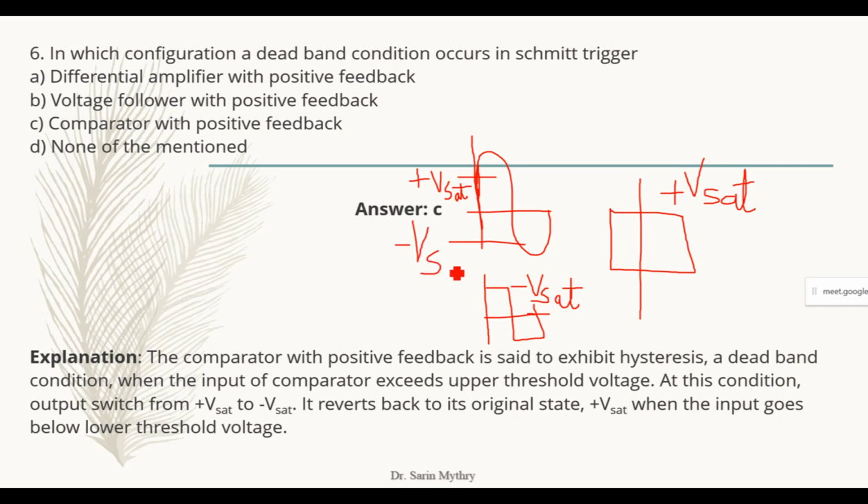Whenever the input crosses one particular point, we'll name it the upper threshold voltage.